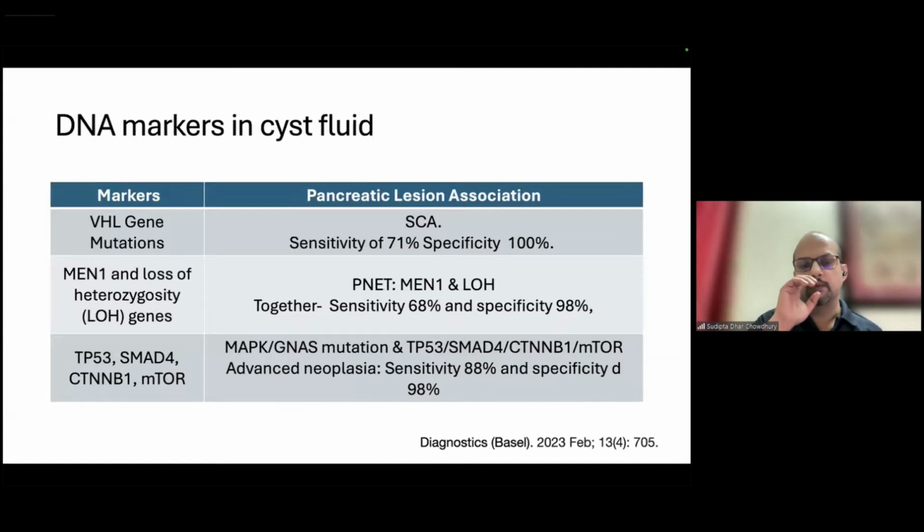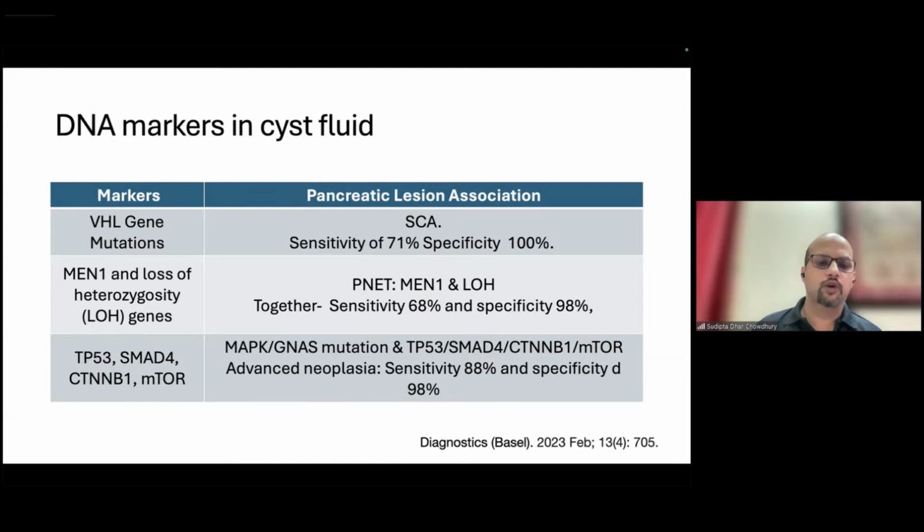Now, as we discussed the molecular markers, recent advances in molecular markers and next-generation sequencing have enabled us to do further markers, and one of these markers is VHL gene mutations. A VHL gene mutation is predominantly seen in serous cystadenoma, and the sensitivity of this is 71%, specificity is 100%. The other one is MEN1 and the loss of heterozygosity genes. This can be seen predominantly in PNET with a sensitivity of 68% and specificity of 98%. And the cyst fluid can be sent for these molecular markers.